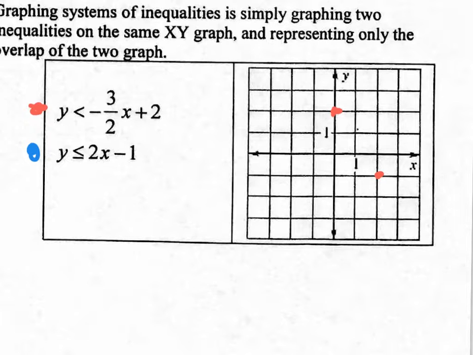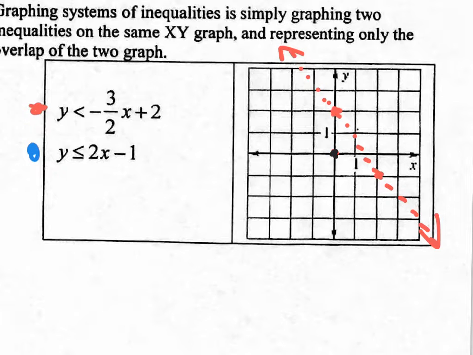Everybody with me? Is this going to be a solid line or dotted? Dotted. Okay, so I'm just going to put my dotted line like that. Put some arrows on it. Now I also need to shade. I need to test the point. 0, 0 is the best one to test. So let me do it in black right there.